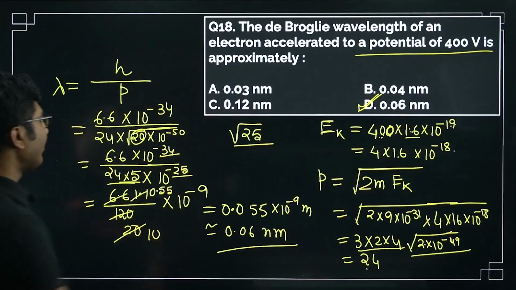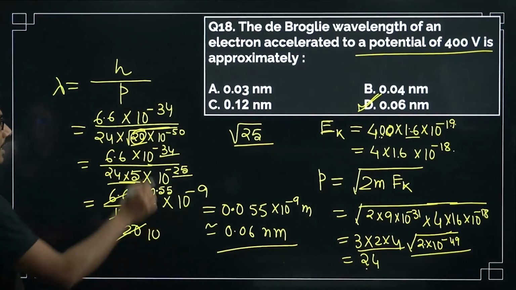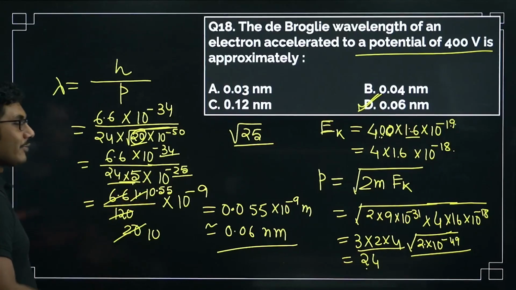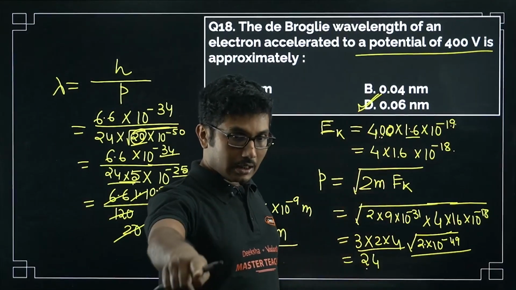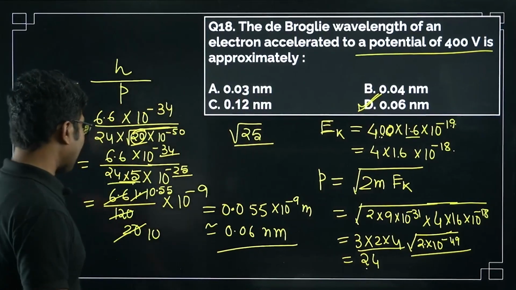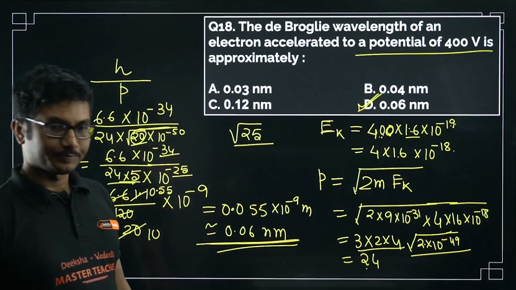Even though we have done the approximation, we have reduced the value. Remember, by increasing the denominator, we have reduced the value. So the answer will be higher than whatever value we have calculated, right? So the answer will be 0.6 nanometer.